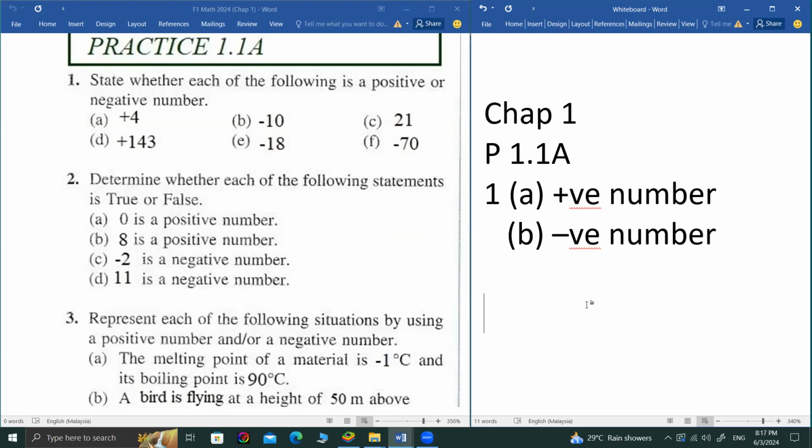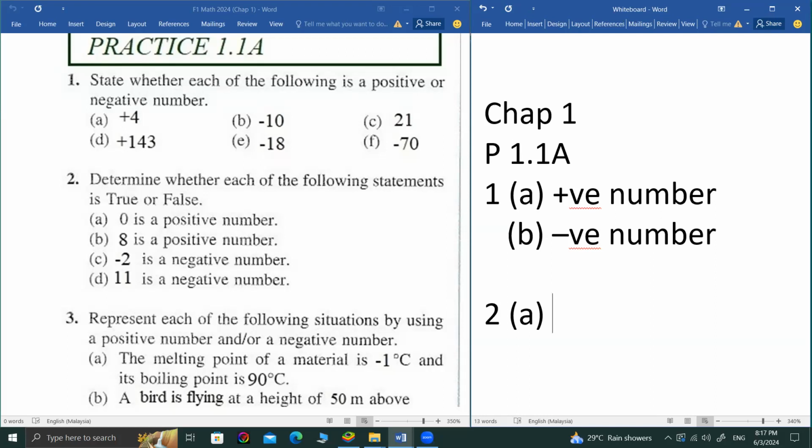Okay, number 2. You're asked to determine. When you see the word determine, your answer can be true, false, yes, no. If the question said true, false, you follow true, false. But if the question didn't mention, just said determine, you can tell true, false, or yes, no. Determine whether each of the following statements is true or false. So number 2, A. If it's false, you just write F for me, or you can write FALSE. If true, you can write T or TRUE.